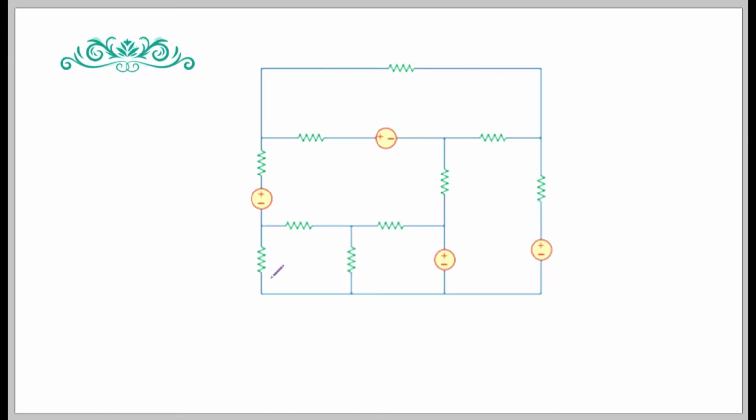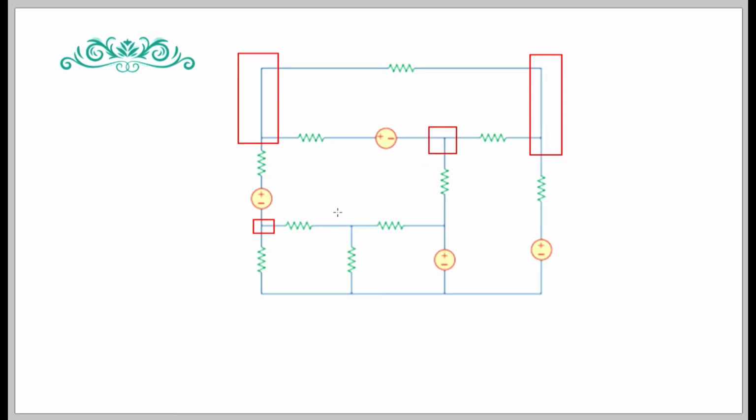Let's observe this diagram and try to find out the number of nodes available over here. If you look over here, you can see one resistance, two resistances and a source are connected at this point. So this is a node. Over here you can see this resistance and another resistance are connected, so this is a node. Likewise, this is also a node. Over here these three elements are connected, so this is a node.